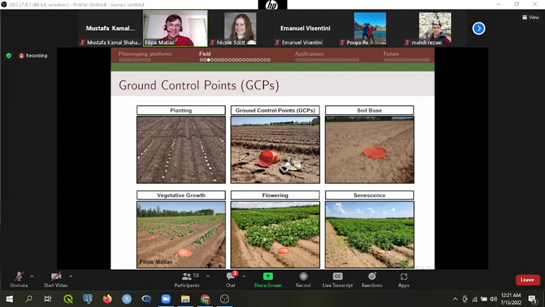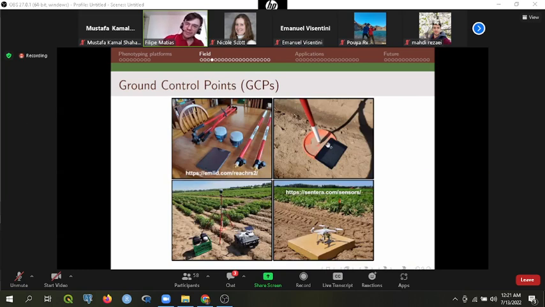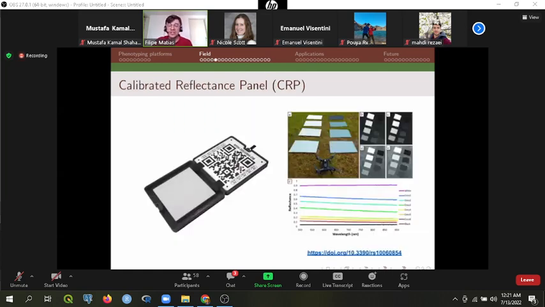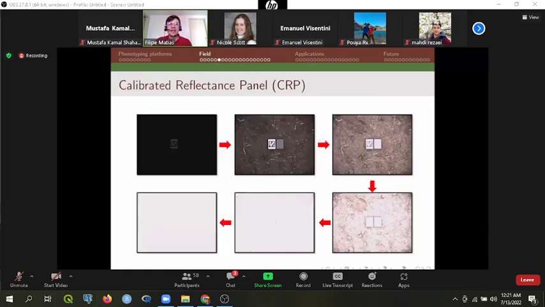Okay. So as I was saying, we put these in the field, and then we go with a high precision GPS and collect this information before start, or actually during the cycle, right? But we need this information during the orthomosaicing step. Also here is very important, have some kind of calibration reflectance panel for calibration, or some calibration for reflectance.